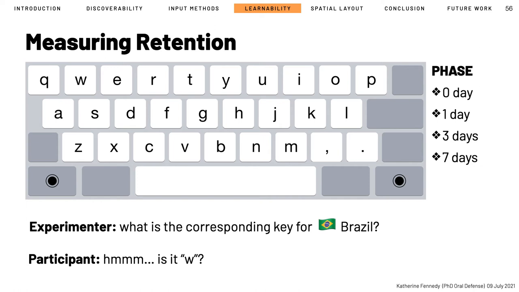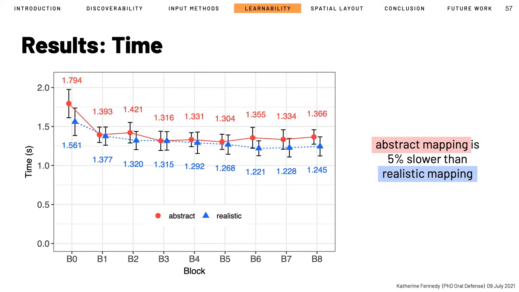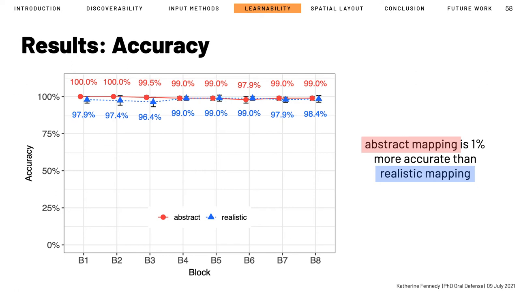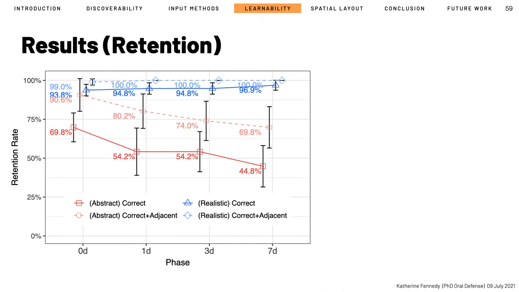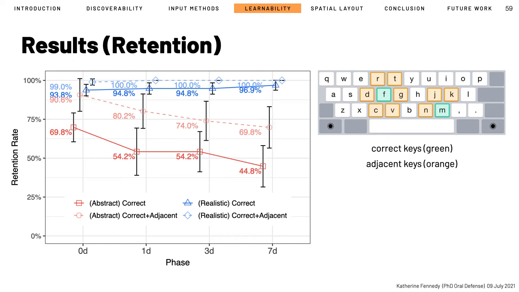Our results show that our participants were only 5% slower in abstract mapping. This is rather expected because participants could benefit from prior knowledge in realistic mapping. But overall, abstract mapping is 1% more accurate than realistic mapping. In terms of retention rate, let's look at the darker red and blue lines, red for abstract mapping and blue for realistic mapping. It makes sense that participants could remember realistic mapping more easily than the abstract one. But what is more interesting is that upon further analysis, we observe that many of their incorrect answers are adjacent to the target key.